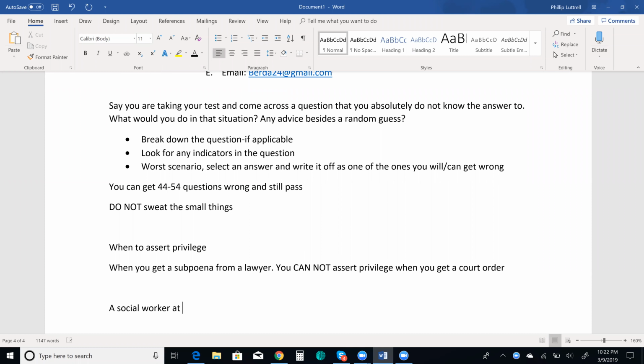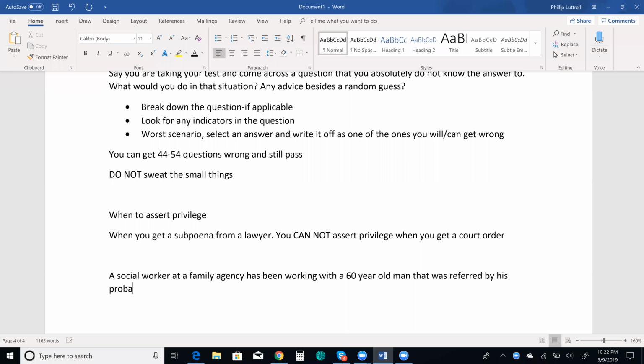A social worker at a family agency has been working with a 60-year-old man who was referred by his probation officer after a DUI charge last year. The client has been working on maintaining sobriety and denies having any use since being in.